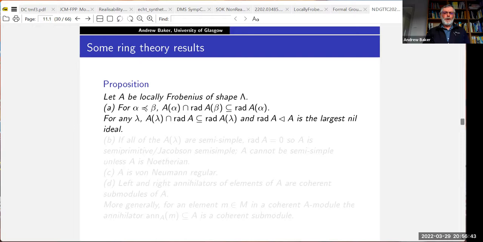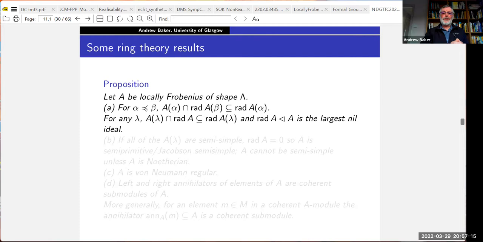The first statement is really about Frobenius algebras. It's to do with the fact that A of beta is injective over A of alpha, and so the inclusion map actually splits. You can use that to prove that if you intersect the radical of A of beta with A of alpha, that's containing the radical of A of alpha. But this actually goes up to intersecting A of lambda with the radical of A.